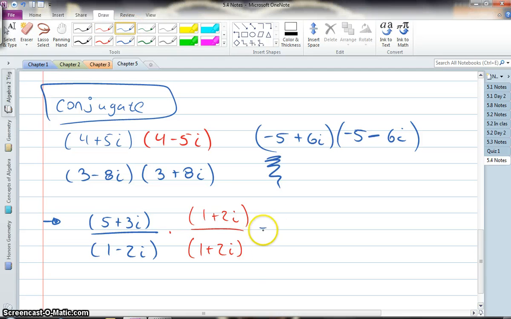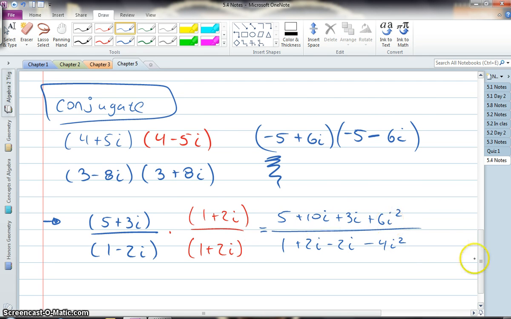And then you need to FOIL out the top and the bottom. So 5 and 1 give me 5. 5 and 2i is 10i. 3i and 1 is 3i. 3i and 2 is 6i squared. Now let's take a look at what happens with the bottom. So I have 1 times 1 is 1. 1 times 2i is plus 2i. 1 times negative 2i is minus 2i. Negative 2i times positive 2i is negative 4i squared.